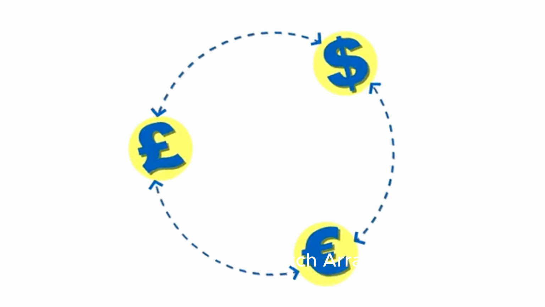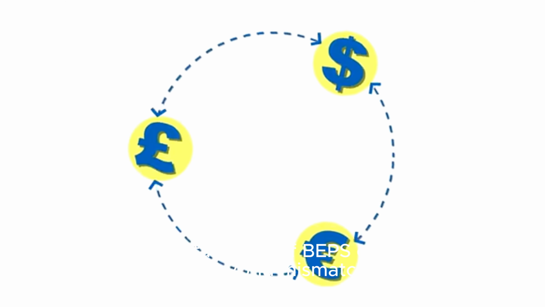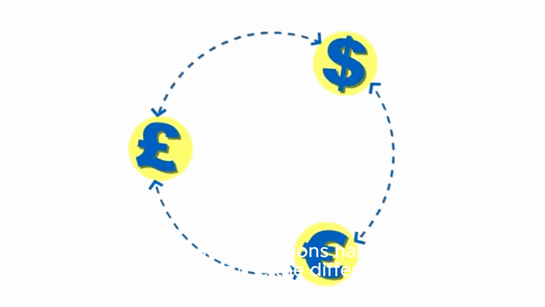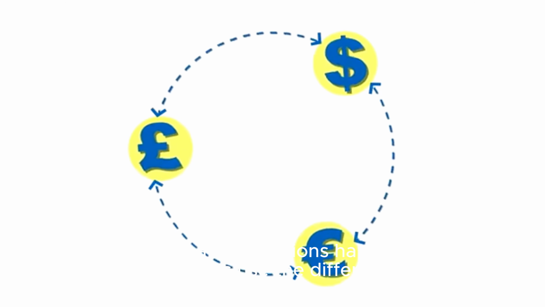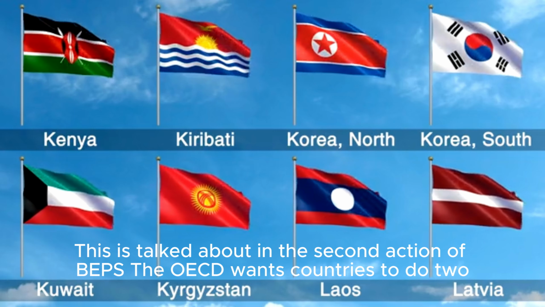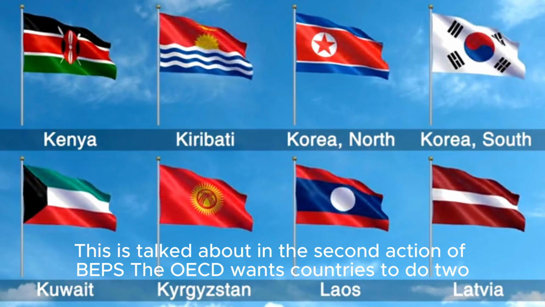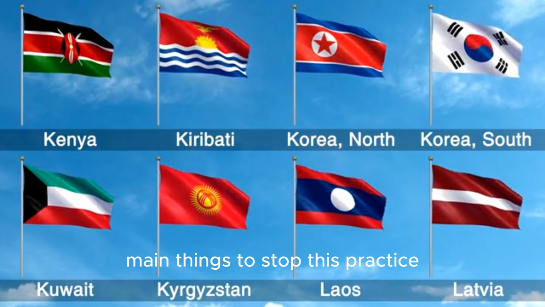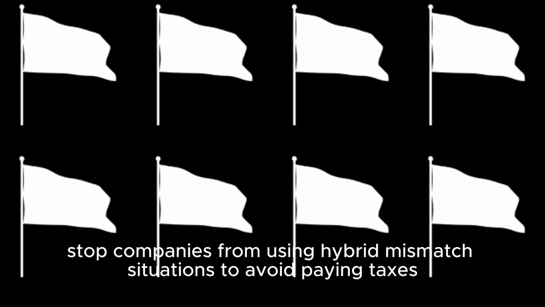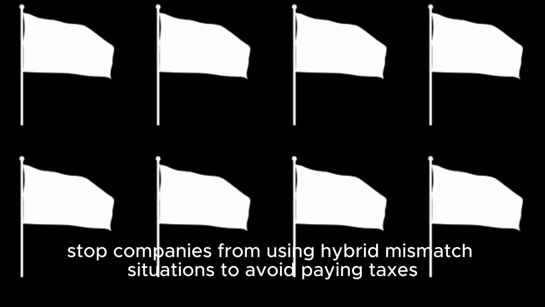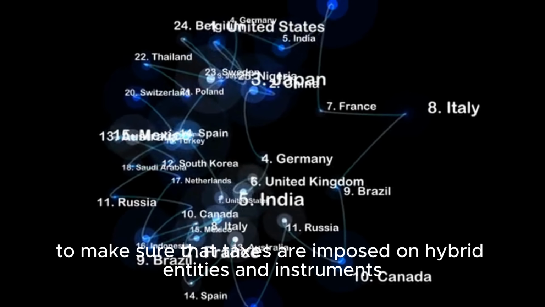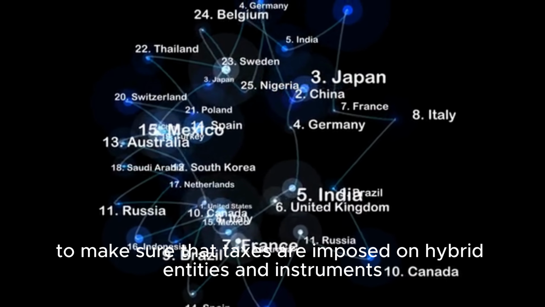Fourth, hybrid mismatch arrangements. Another important part of BEPS compliance is stopping fake hybrid mismatch situations. Hybrid mismatch situations happen when companies use the differences in how different countries tax the same thing to cut taxes. This is talked about in the second action of BEPS. The OECD wants countries to do two main things to stop this practice. First, countries should think about passing laws that stop companies from using hybrid mismatch situations to avoid paying taxes. Second, countries should work together to make sure that taxes are imposed on hybrid entities and instruments.